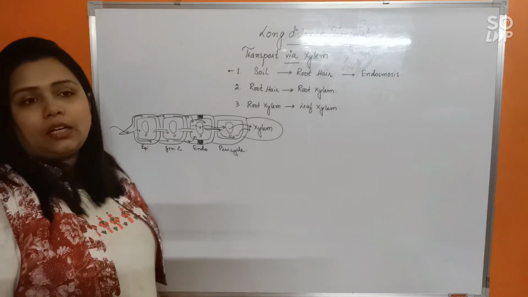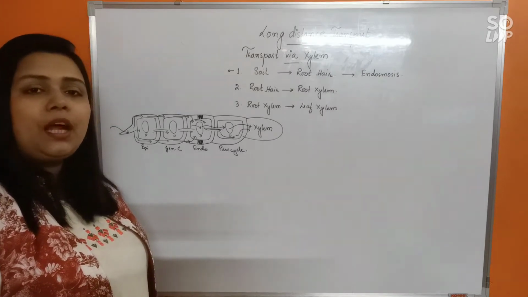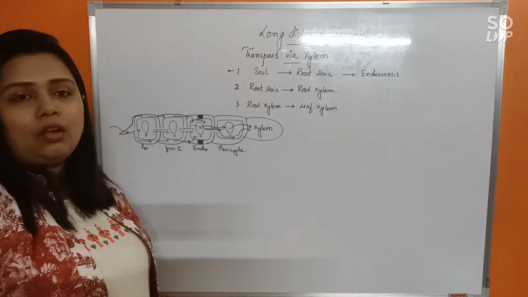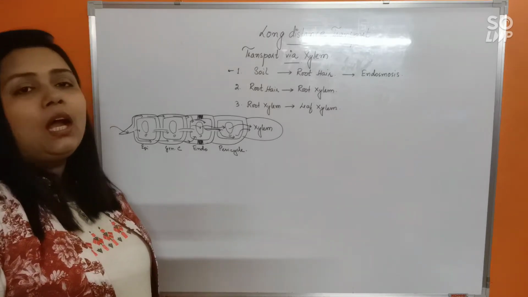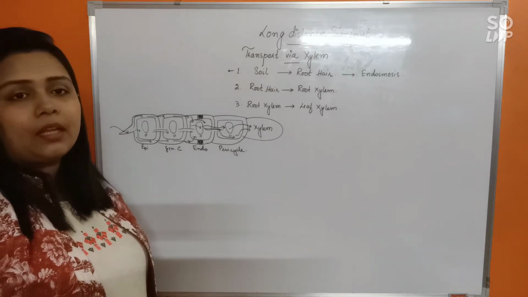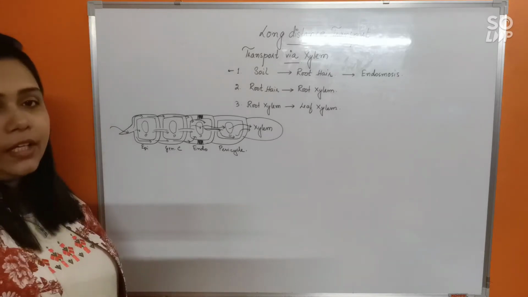Can you tell me which one will now be easier for the water to move through? Will it be the vacuolated pathway or the non-vacuolated one? Which one will provide least resistance? Of course, the non-vacuolated one.